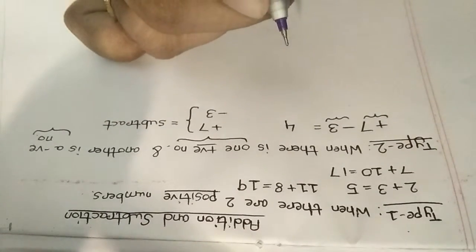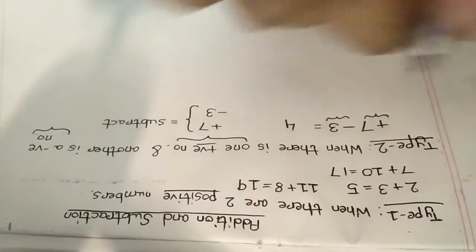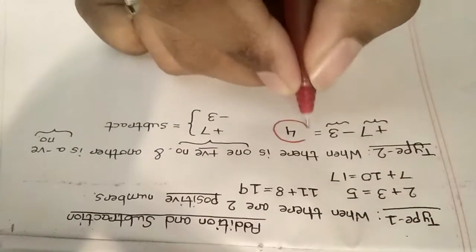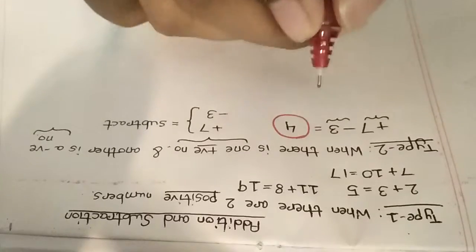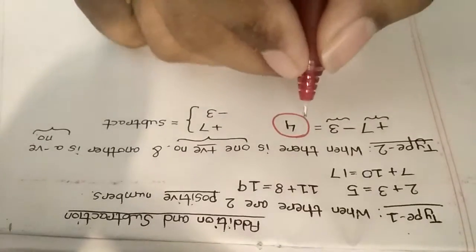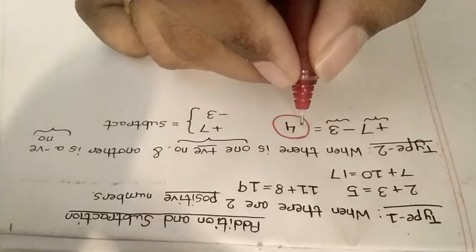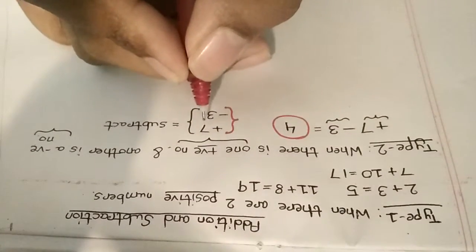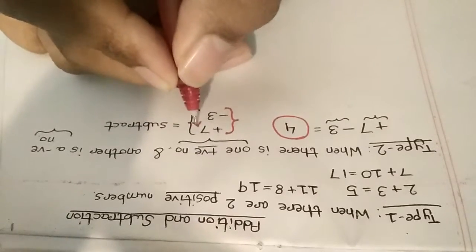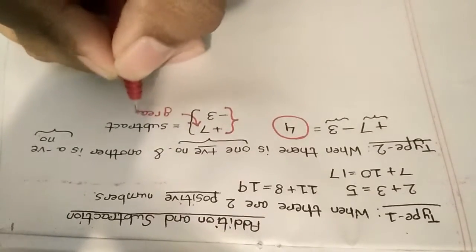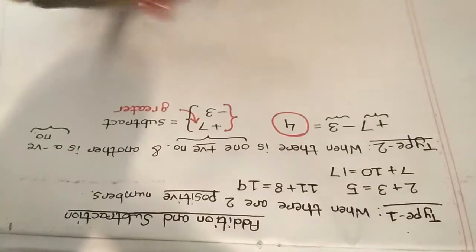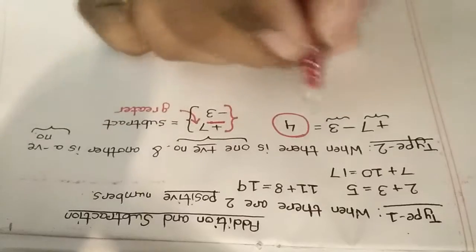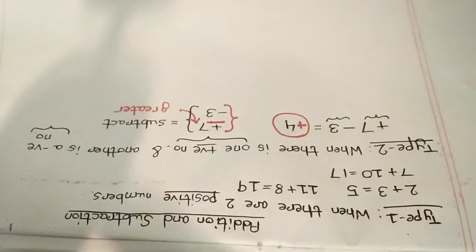Now there is something special in this type 2. The specialty is we have not yet said whether it is negative 4 or positive 4. In order to find out whether it's a positive 4 or a negative 4, we have to look at the number which is greater over here. Which is greater, 7 or 3? Of course, 7 is the greater number. So as a result, the sign beside 7 is plus, and the answer would be plus 4.